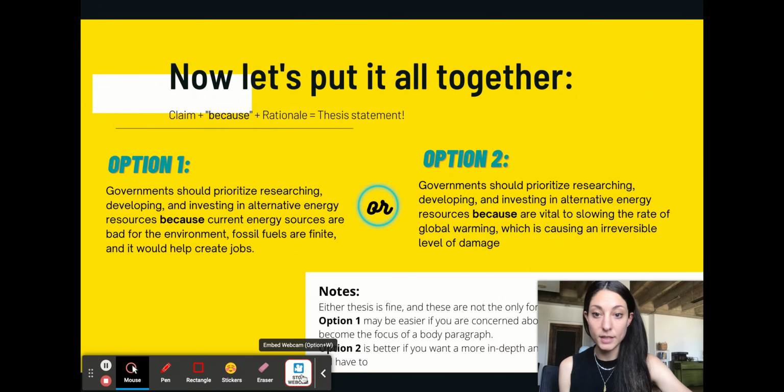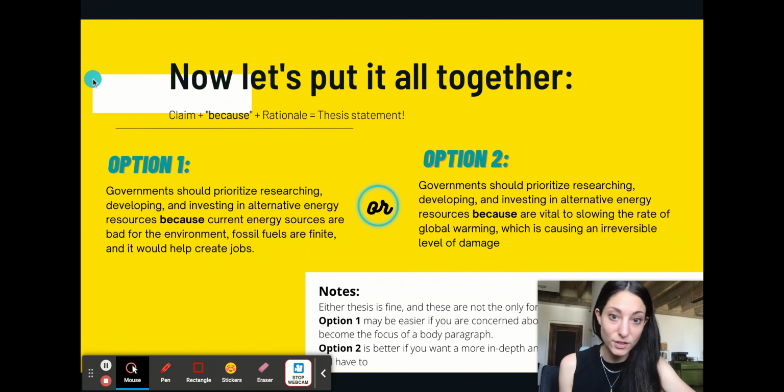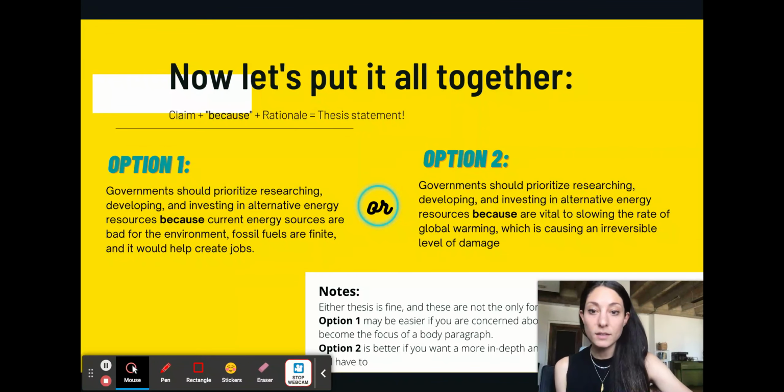Now let's put that all together. Basically, what you're going to do is you're going to take your claim, you're going to take your rationale, and you're going to slap a because in the middle. Because is the magic word here. Claim plus because plus rationale equals thesis statement. So if we look at option one, all put together, we can see the way it reads as a thesis statement.